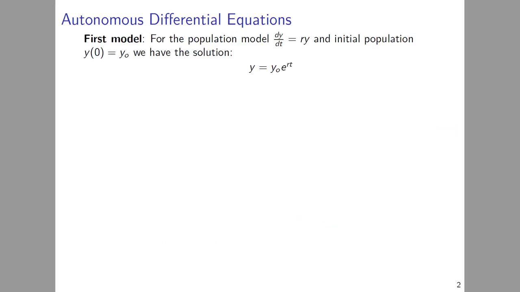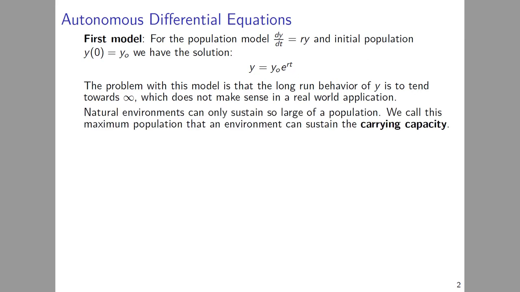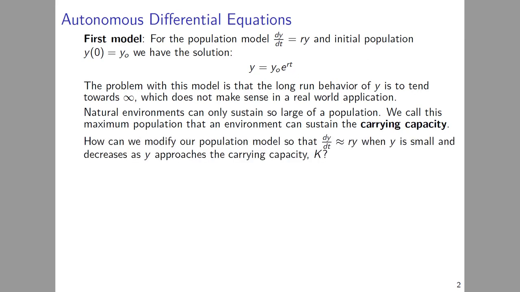This model isn't perfect though. The problem with this model is that the long-run behavior of y is to tend towards infinity, which doesn't make sense in a real-world application of populations. Natural environments can only sustain so large of a population. We call this maximum population that an environment can sustain the carrying capacity. So how can we modify our population model so that dy/dt behaves like r times y, our original growth model, when y is small, and decreases as y approaches the carrying capacity k, so that it doesn't go over the maximum?